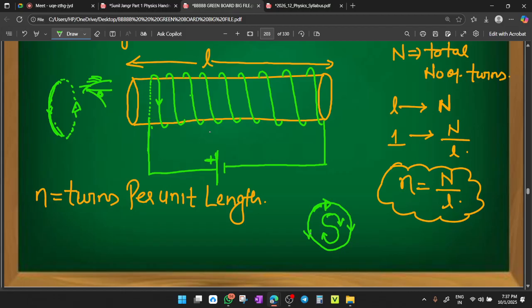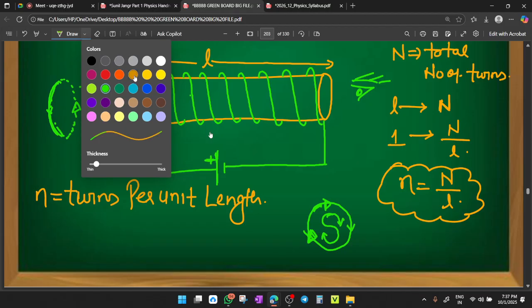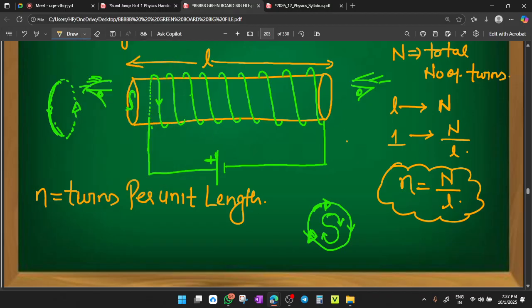You can align these arrows. Sorry, this arrow will be upside. You can align these arrows. Okay. So according to the alignment of these arrows, this pole will be south. Clear, beta? Now, if this pole will be south, then if you look from here, the direction of current will be anti-clockwise. Agree? Yeah. So anti-clockwise direction.